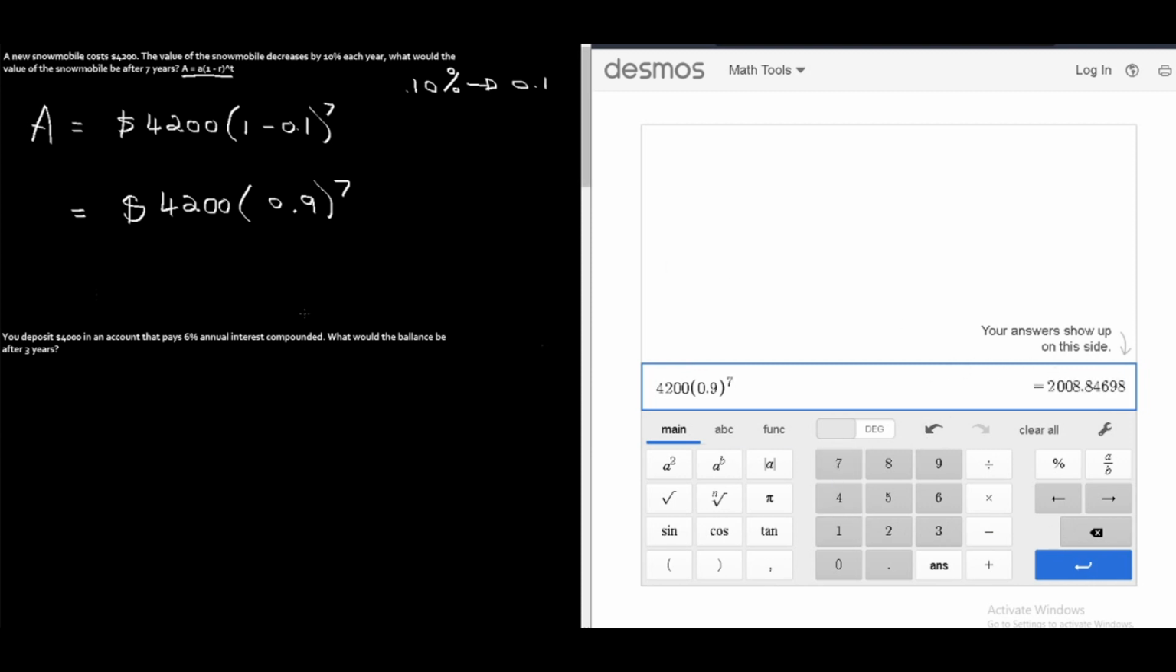So now we can see after 7 years, I would now pay, or it would be worth, $2,008.84. Okay. Now I could actually round this up. So this final value, I can round it up to 85 cents. Okay. So that's how we solve decreasing value.